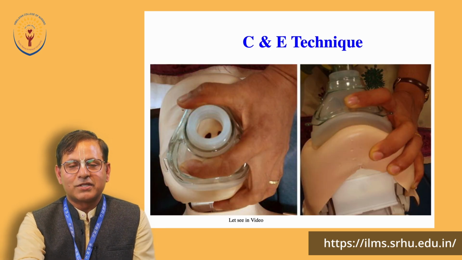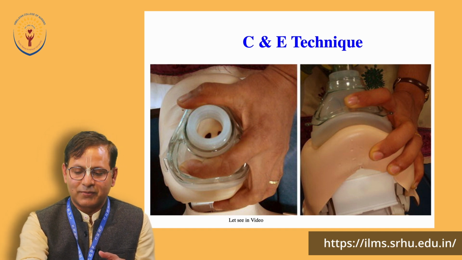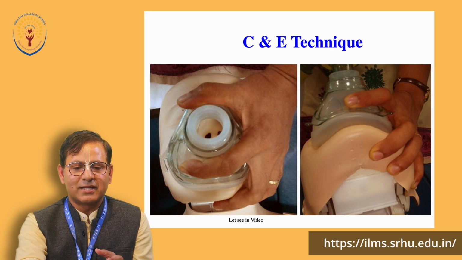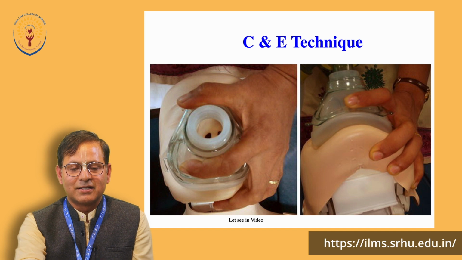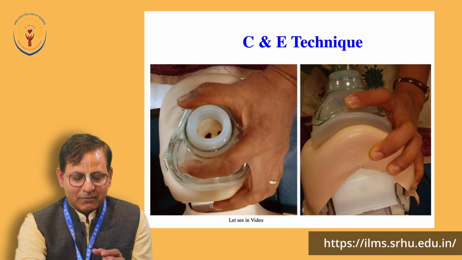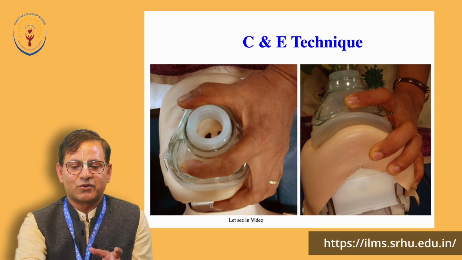And we also have to see how we have to hold this Ambu and that face mask. So, we have to maintain the C and E technique. You can see how with the thumb and the index finger we maintain the C, and with the rest of the 3 fingers we maintain the E technique. C helps in giving the position to the mask, and E helps to lift the jaw actually.